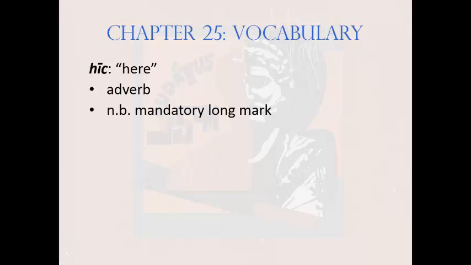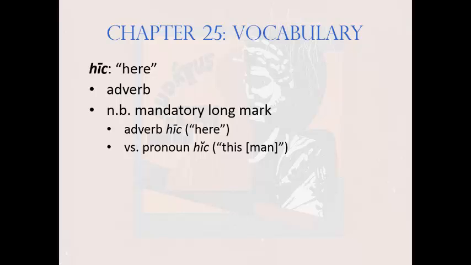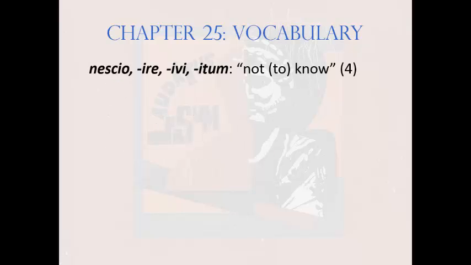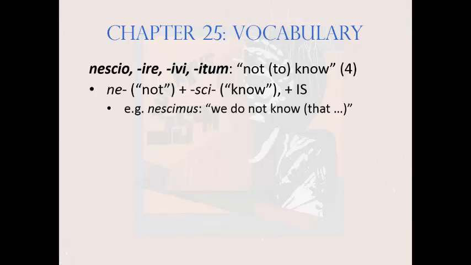And here's an easy word, hic, meaning here, an adverb, so it doesn't change form. One thing to note, however, is the mandatory long mark over the i. That distinguishes here, hic, from this man, hic. And the final word of this vocabulary list is nescio, nescire, nescivi, nescitum, meaning not know, that is, be unaware of, fail to understand. It's a fourth conjugation verb. It's a combination of ne, meaning not, and scio, meaning know, a verb of the head, and as such expects indirect statement. Thus, nescimus, for instance, means we do not know that.